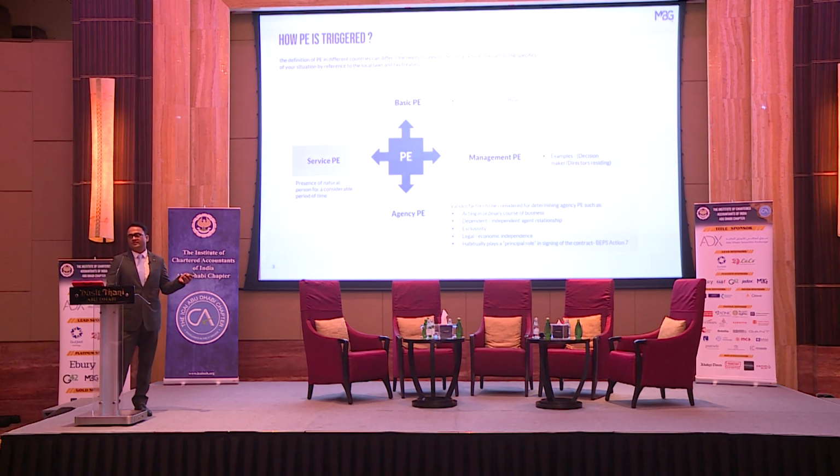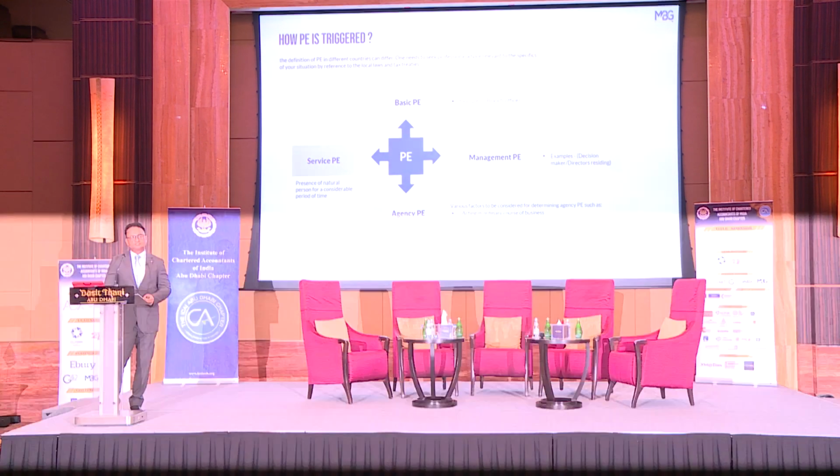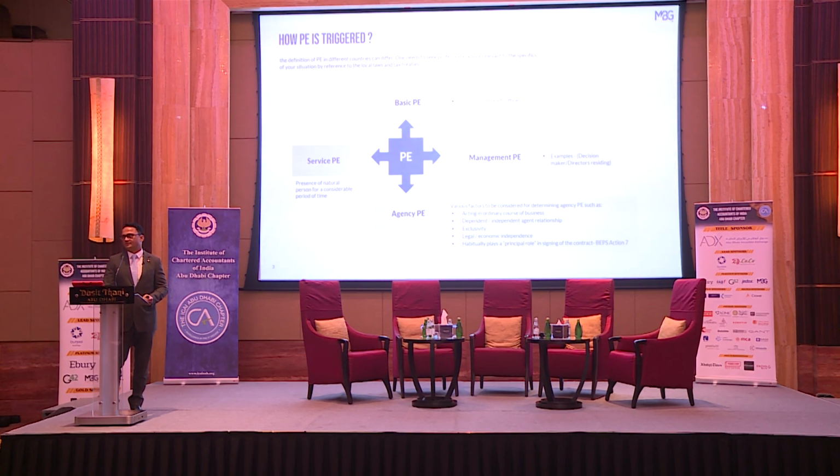When PE is triggered, there are broadly four cases. One is the fixed place PE. Simply speaking, you have an office through which business is wholly or partly carried out. To give you a simple example, you have a branch office, an office or a workshop, through which a business is carried on. There has to be some degree of permanence. The second condition is that the place of business should be at the disposal of the enterprise, through which business is carried on. This we call a fixed place PE or basic PE.